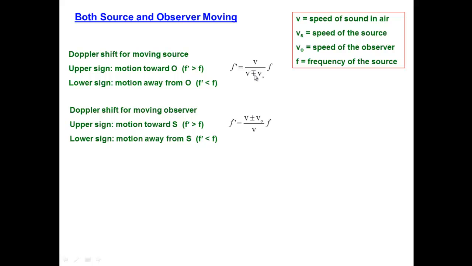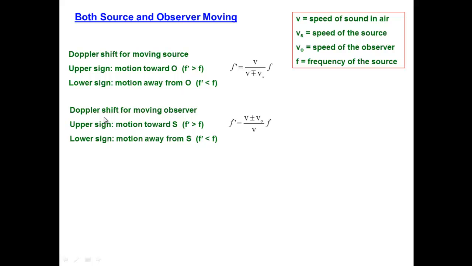Why did I choose it that way? Well, the original case I considered was when the source was moving toward the observer, and that produced the minus sign. So the upper sign here corresponds to motion of the source toward the observer, and that makes the frequency go up. The lower sign, in this case the plus, that's for motion away from the observer, right? And that makes the frequency go down because the denominator gets larger. So this summarizes both directions of motion in a single equation.